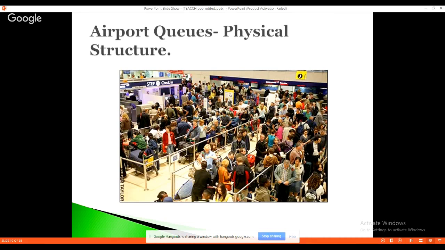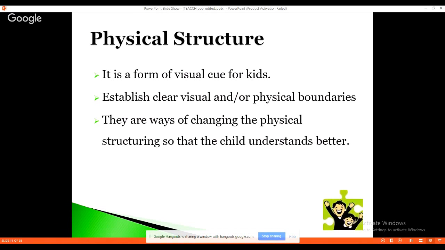The same way physical structure is needed for our kids, be it a child with autism, a child with special needs, or any other child who has, I would say, no challenges. We have no challenges, but still the environment is modified in such a way so that things are made predictable to us. It helps us. Moving ahead, physical structure is a form of visual cue. It gives us a visual cue about what is expected, for kids and even for us as adults. It establishes clear visual and physical boundaries.